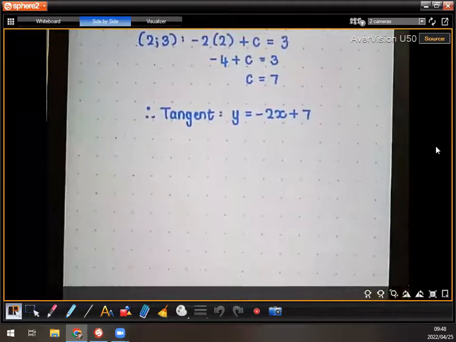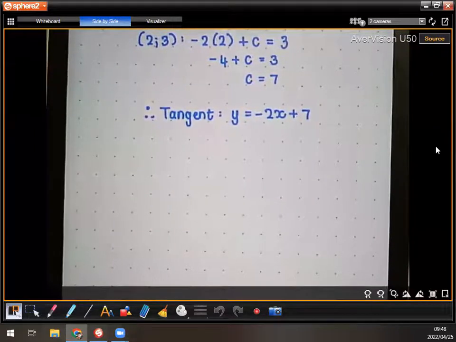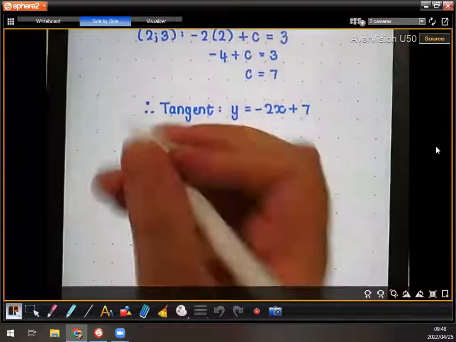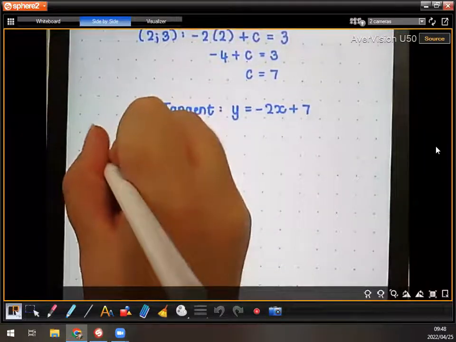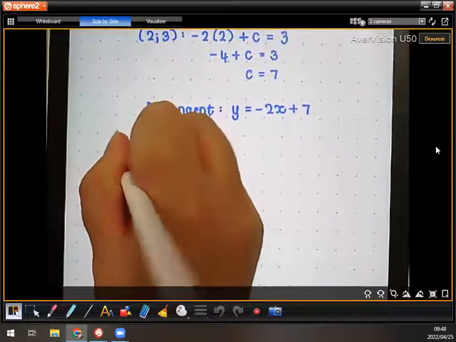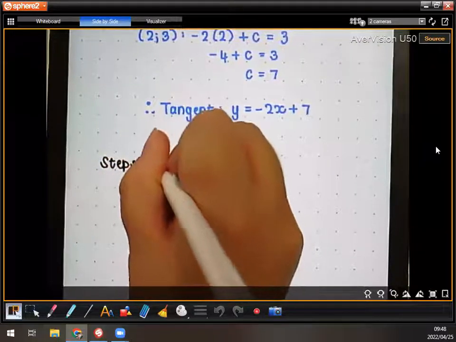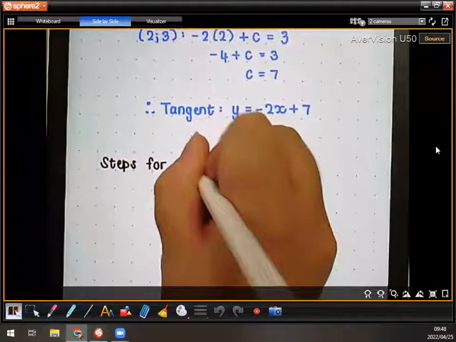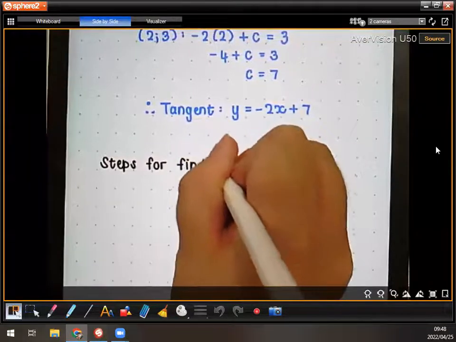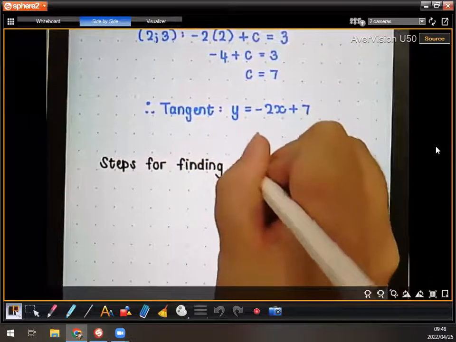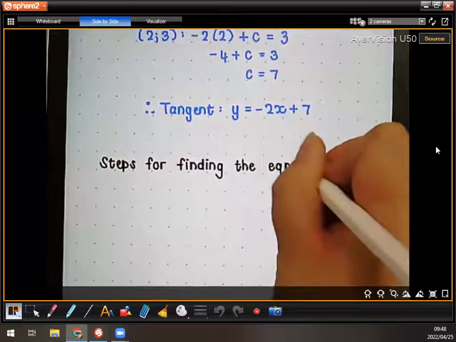And I did say examples, number 1, sorry, but number 2 is like a reversal of it. And I actually think you must first practice this. So my apologies. So I'm just going to write here: steps for finding the equation of a tangent.